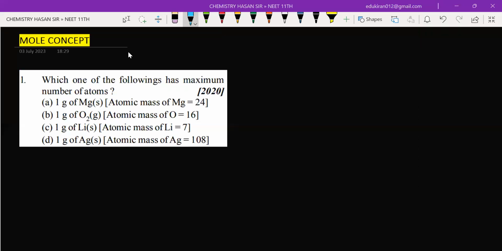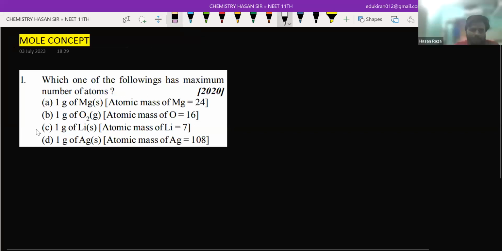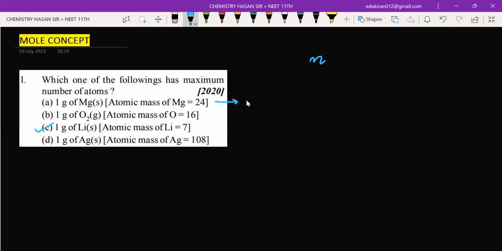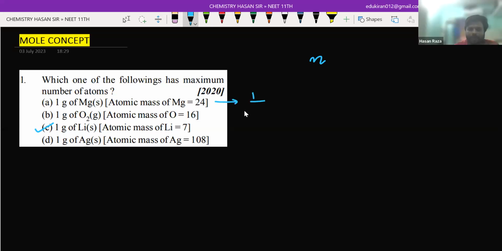Sir, the third one, lithium. Yeah, it is. So how did you solve it? First, you calculated the number of moles, right? Yes, sir. Number of moles is given mass upon molar mass. For magnesium it is 1 by 24. For O2 it will be 1 by 32. For lithium it is 1 by 7. And for this, it will be 1 by 108.